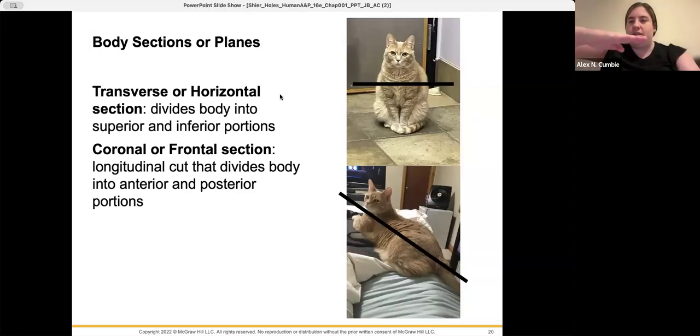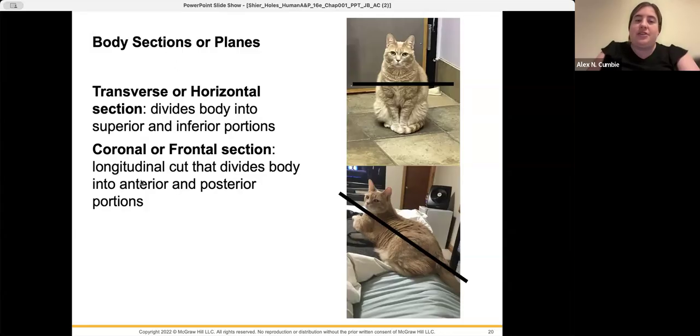We have transverse. Transverse is a horizontal section, so horizontally this way. And this divides the body into top and bottom portions, which we're going to refer to as superior, meaning above, and inferior, meaning below. So if I have this transverse or horizontal plane on Pikachu, this is his superior portion of his body, which usually includes the head for any organism. And then we have the inferior portion below.